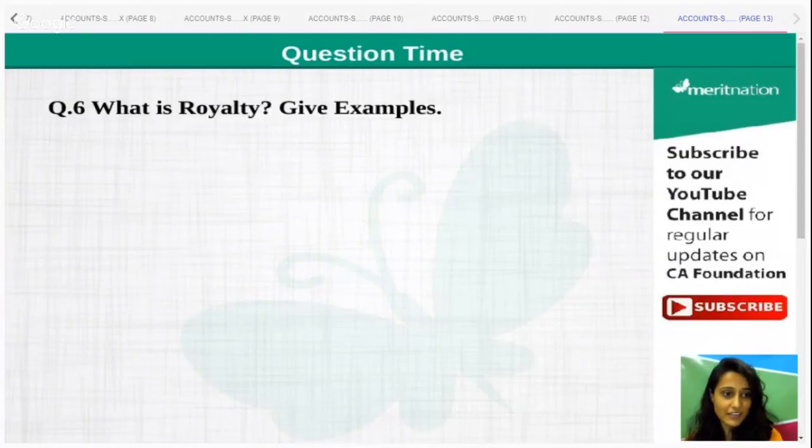Okay, owner of the particular thing. Absolutely correct. Right examples, very good. Royalty means the periodic payments which are made by the lessee to the lessor for the use of the right vested in the lessor. This is absolutely the correct definition of royalty. And you can give various examples here.